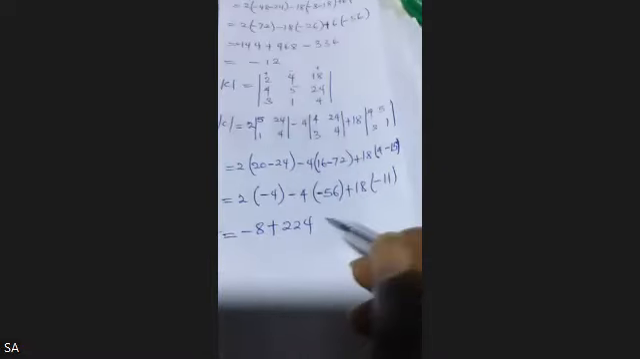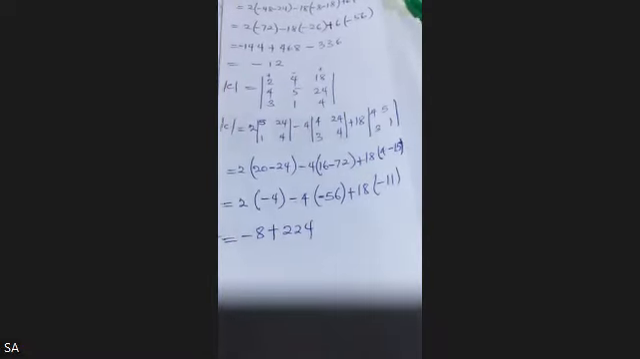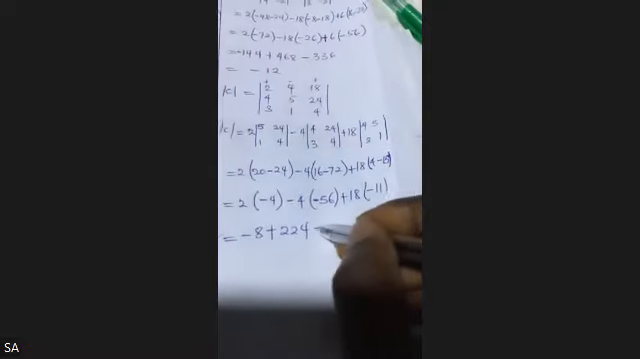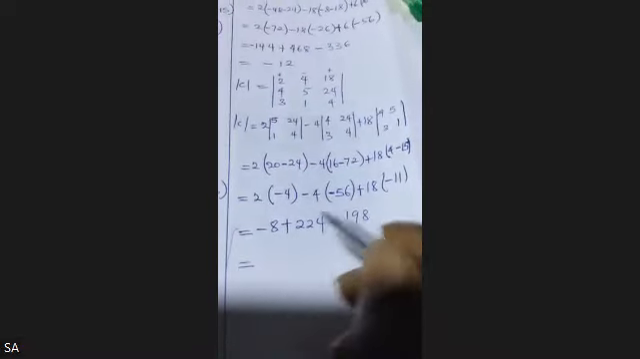224. Then plus times minus is minus. Then let's do 18. 18 times 11 is 198. 198, 198. So press it in the calculator.